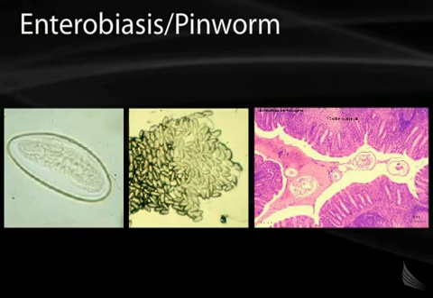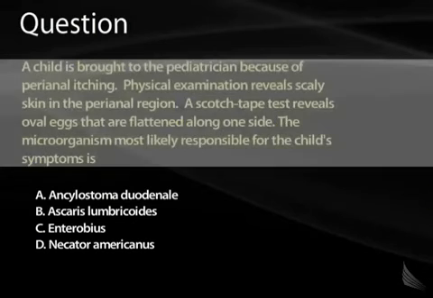Here's a picture of the pinworm microscopically. You can see little clusters of it in the middle figure, and you can see it on intestinal biopsy there on the right. Question. A child is brought to the pediatrician because of perianal itching. Physical exam reveals scaly skin in the perianal region. Scotch tape test shows oval eggs that are flattened along one side. Which microorganism is most likely for the child's symptoms?